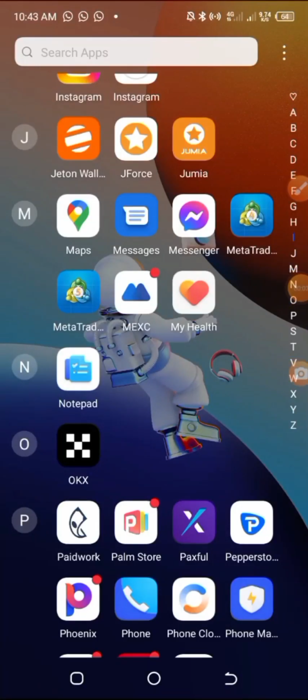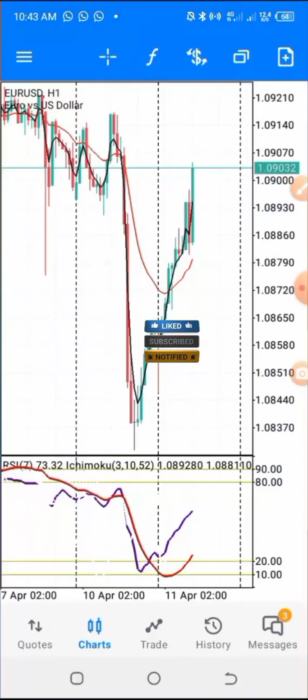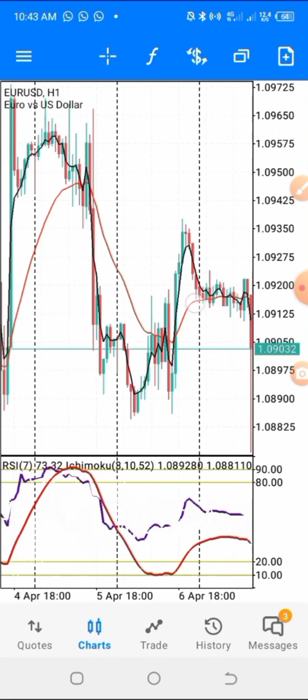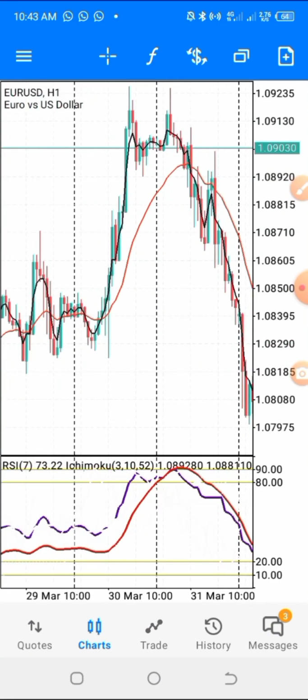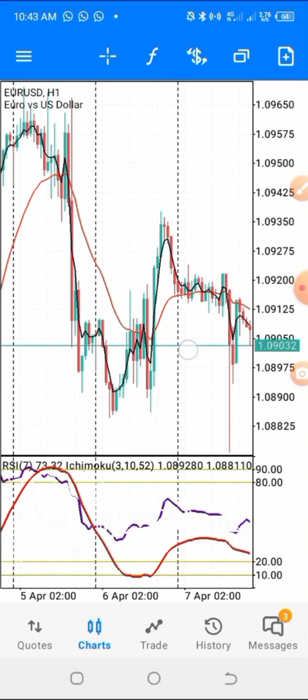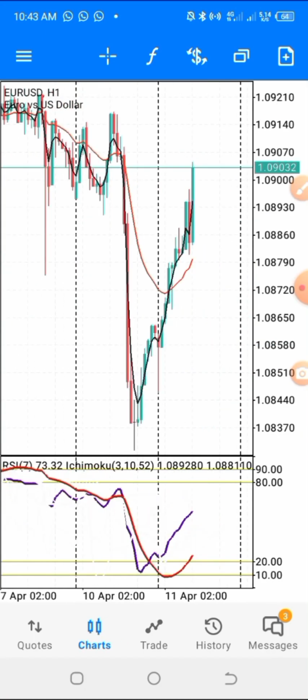Today we are going to look at how to place a trade. I'm going to use the MT5. You can use MT4 or any other platform of your choice. So let me head over to my MT5. Here I'm on Euro USD as an example, H1 or 1 hour time frame.